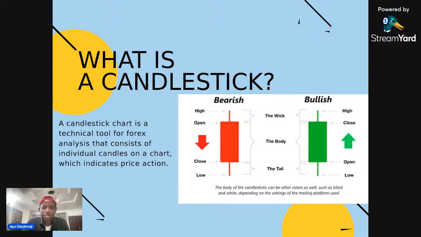So as you can see right there on this chart right now, we have what we call bearish and bullish candles. And this is what the anatomy of the candlestick looks like. A candlestick contains what we call the wick, the body, and the tail, or what we call the upper wick and lower wick.